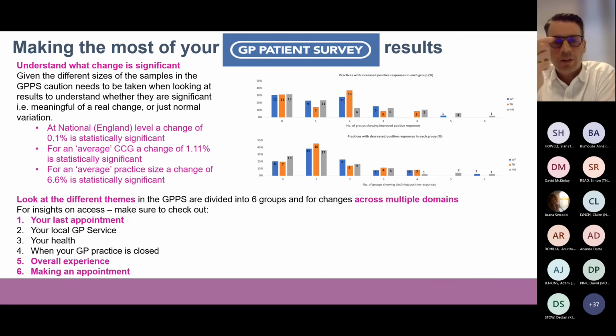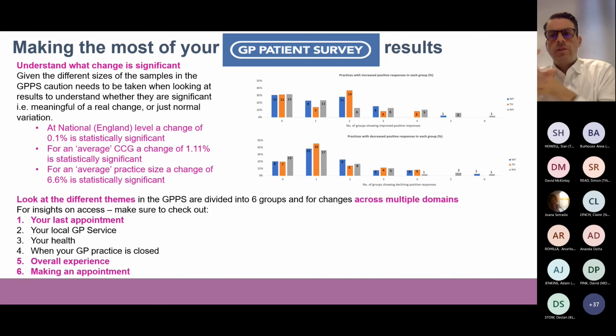with GP services. For your average CCG, a change of just over 1% is significant. But for an average practice, say one that has 8 to 10,000 patients, you actually need a change of just over 6% to say whether something has either improved or got worse in your GP survey results. So I think that's important to note, so you can understand where to react when you're looking at your own practice data.